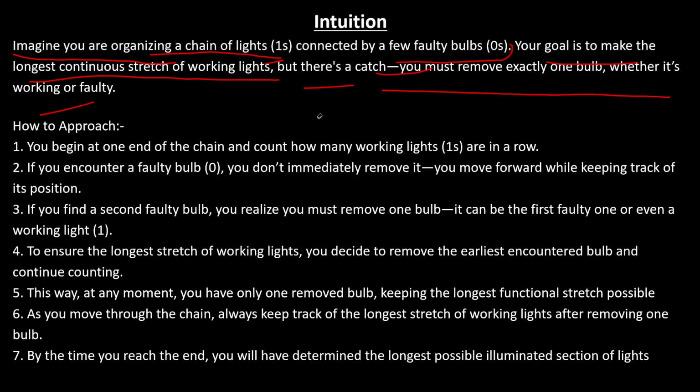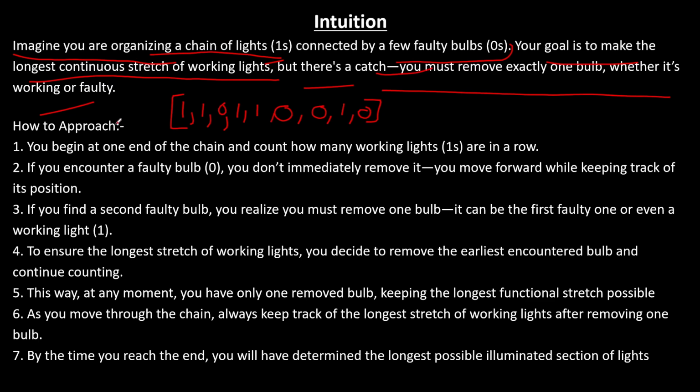Fine. Now let's build up an intuition to it. If I make it here, there is 1, comma 1, comma 0, then 1, then 1, then again 0, then 0, then 1, comma 0. I have just taken a random array, fine. So what intuition comes to our mind? We know that we are allowed to remove only one element from the given array to make the contiguous subarray of ones, and we want the longest one.